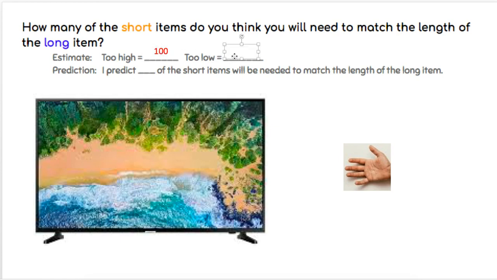Now, what's a number that's too low? Well, I definitely think I need more than one. Let's be more realistic. Maybe I'll say two. So too low of a number was two hands. Too high of a number is 100 hands. Now I have to make a prediction sentence. Okay, well, I know that my number is between 2 and 100. What's a realistic number? If I'm looking at my hand and I'm looking at some television and I'm making a prediction, I'm not actually testing it out, I'm not measuring it. Let's say I make a prediction of 10. So if I think 10 of my hands would fit, I would write that number in.